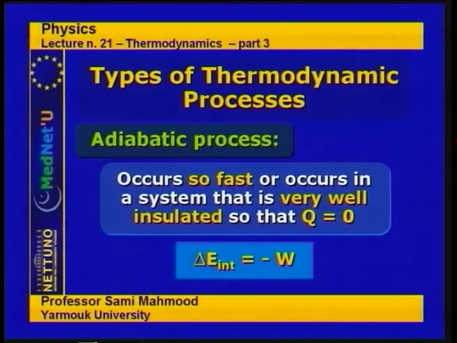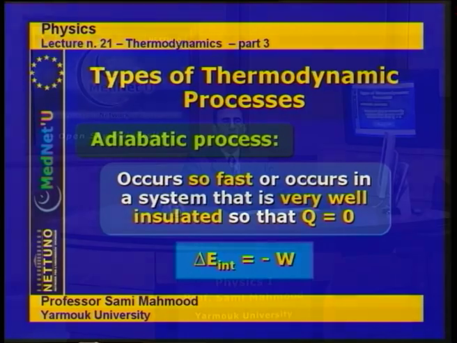Sound waves are an example of the adiabatic process. In this case, Q is equal to 0. In this case, the first law tells us that the change in internal energy during the process is equal to minus W, the work done by the gas on the environment.